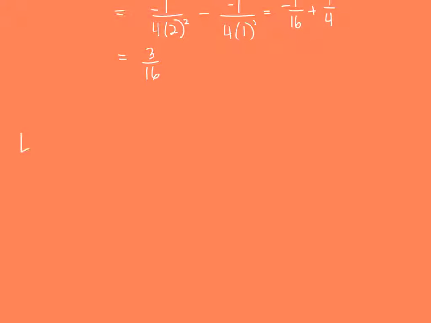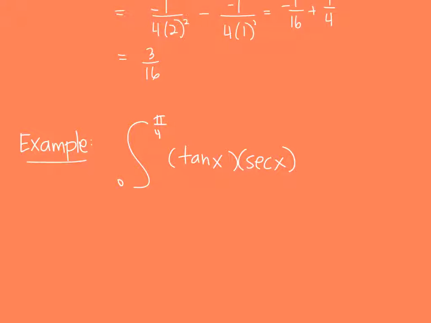Okay, last one. And then you can have a work day. All right, so our last one, we're going to integrate from the bounds of 0 to pi/4. And the product is going to be the tangent of x times the secant of x, quantity squared dx.